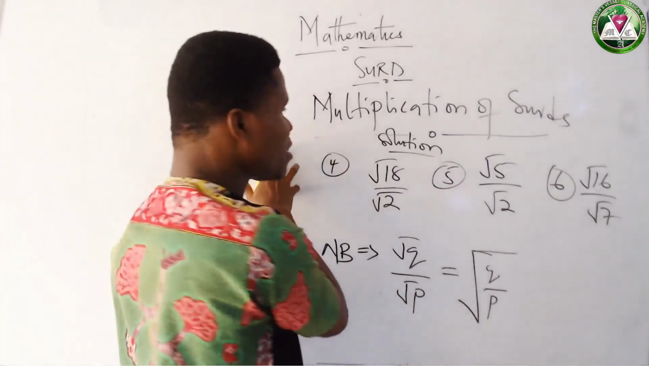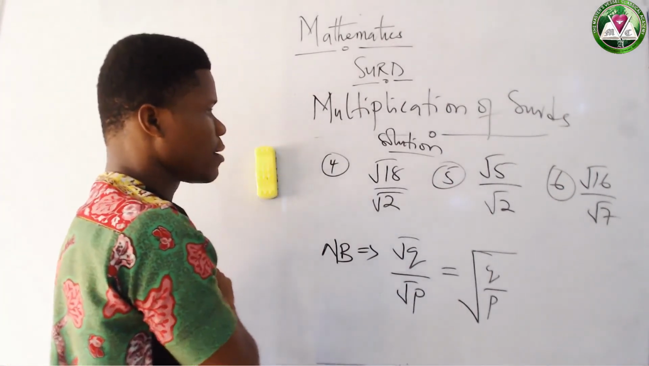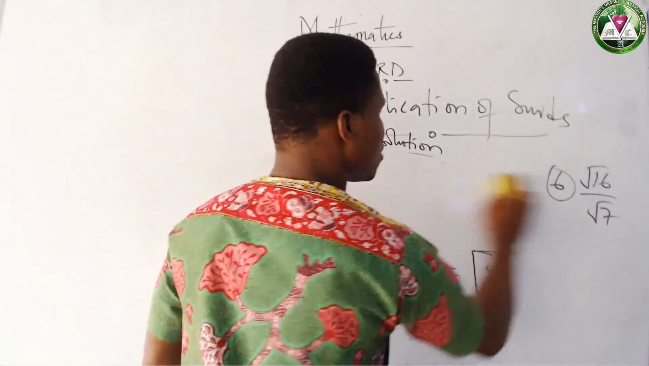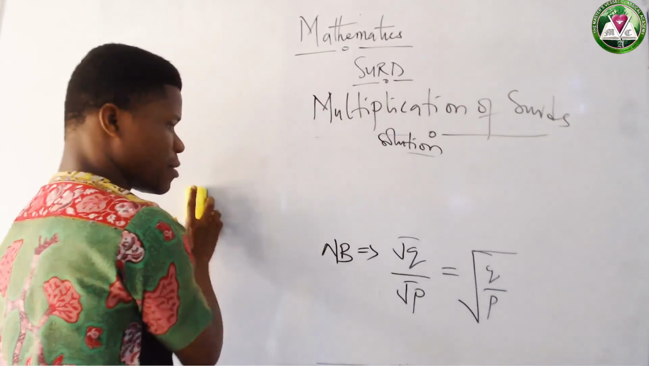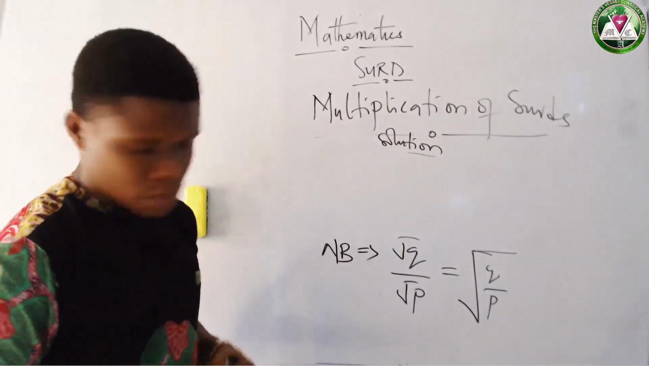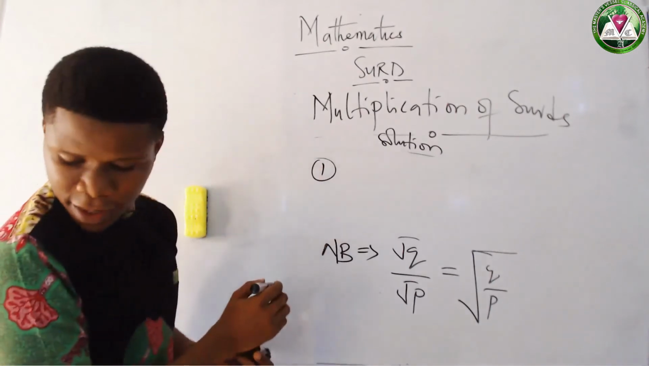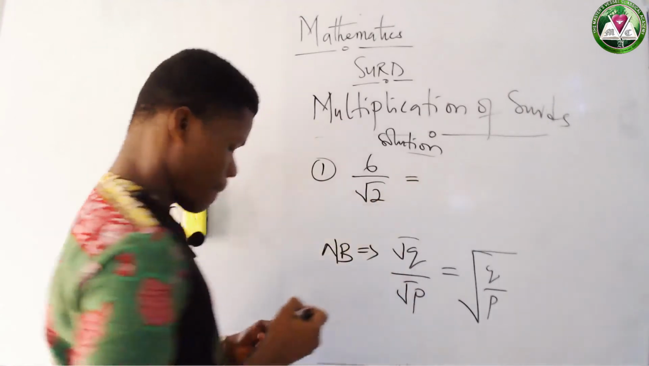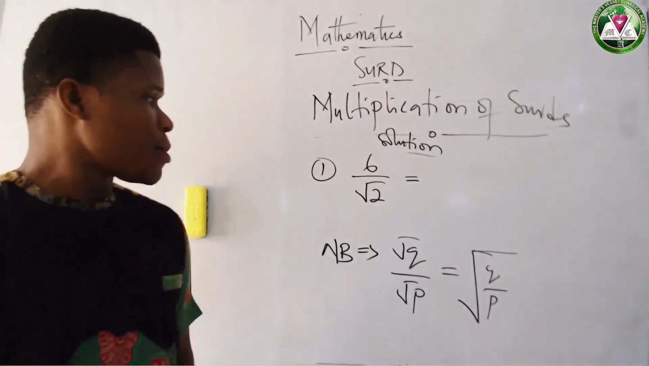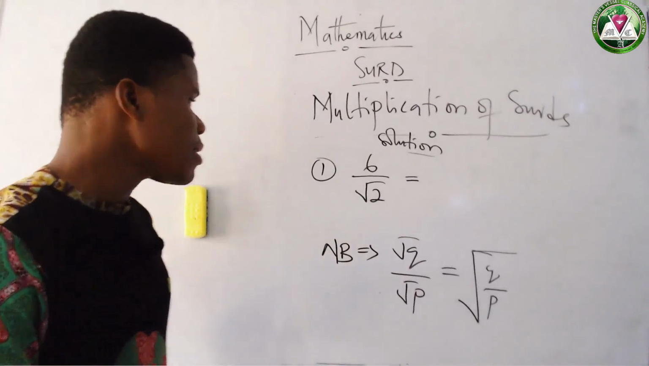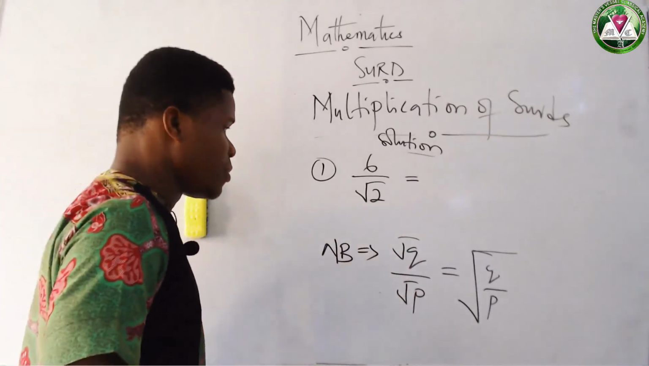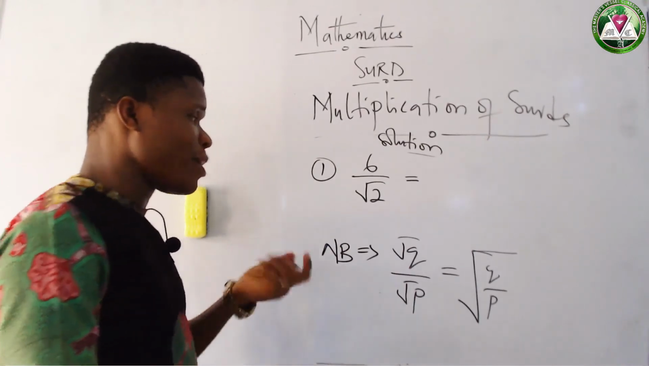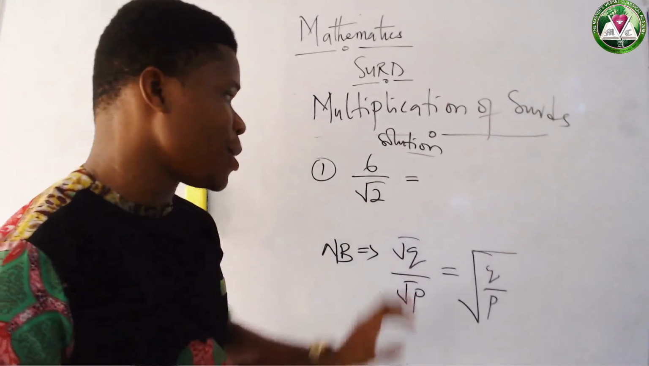I know you are done copying this one. Okay, now let's do the number one question. The number one question says 6 over root 2. So how do we solve this? There are many ways we can do this anyway. One of the ways you can do this is, if you want, you rationalize. I will just give us two ways of doing this.